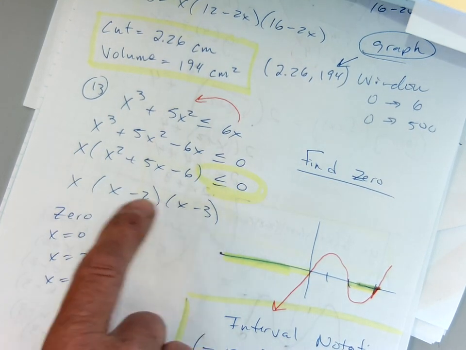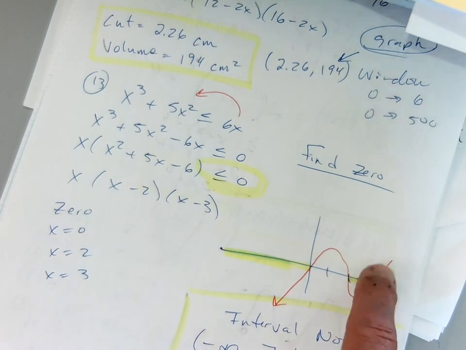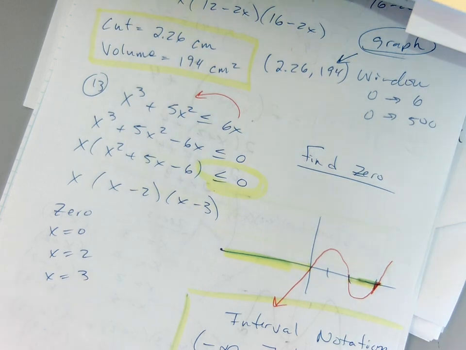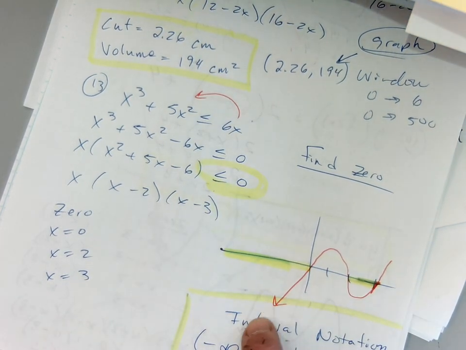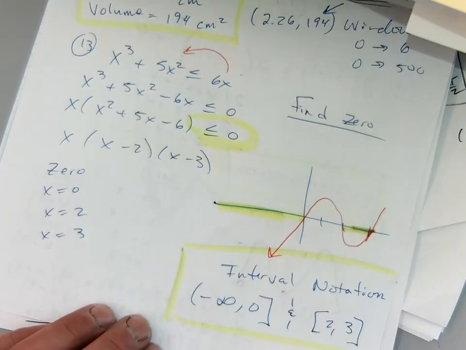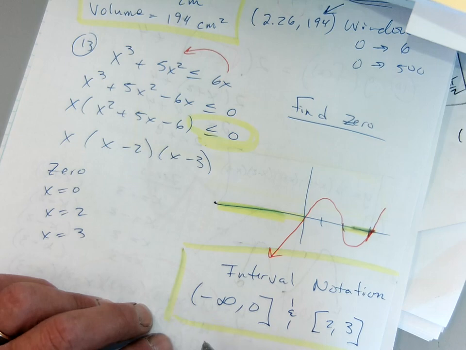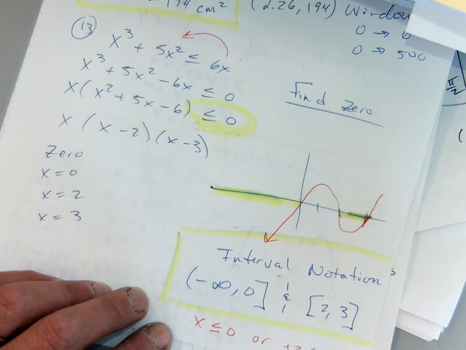Factor this, and then my zeros are at 0, 2, and 3. I graphed my cubic. I wanted less than, so the parts where the graph is less than, down here. The graph is less than here. I used interval notation. You could also say that x has to be less than or equal to 0, or we could say that x is in between positive 2 and 3. That's another way to look at it, okay?